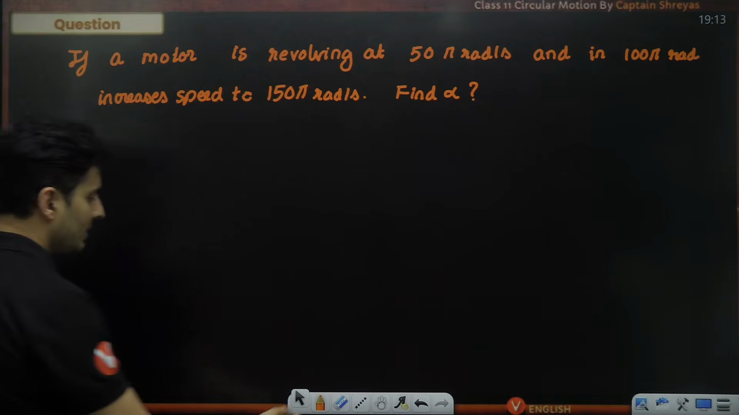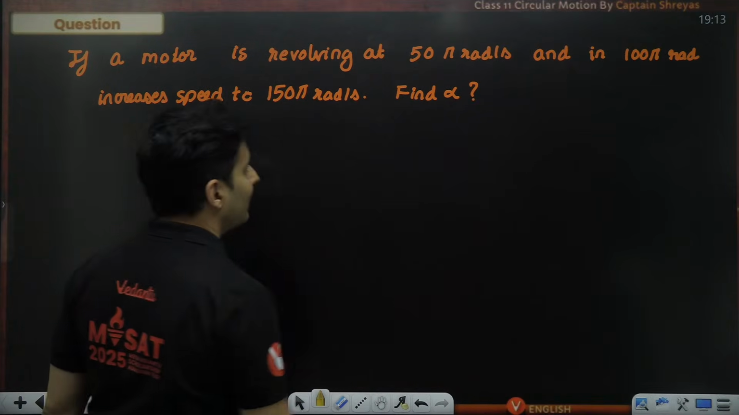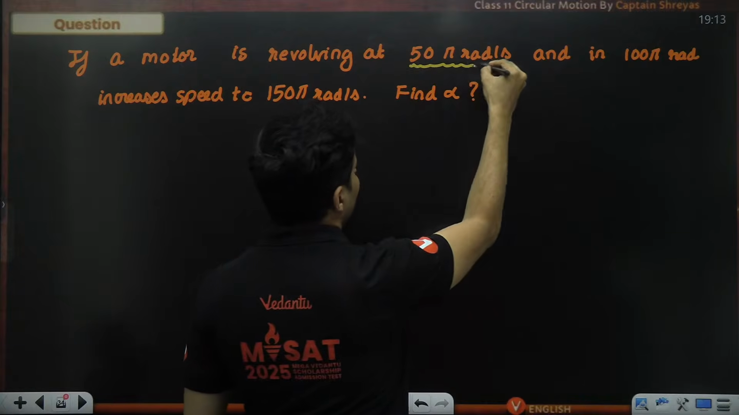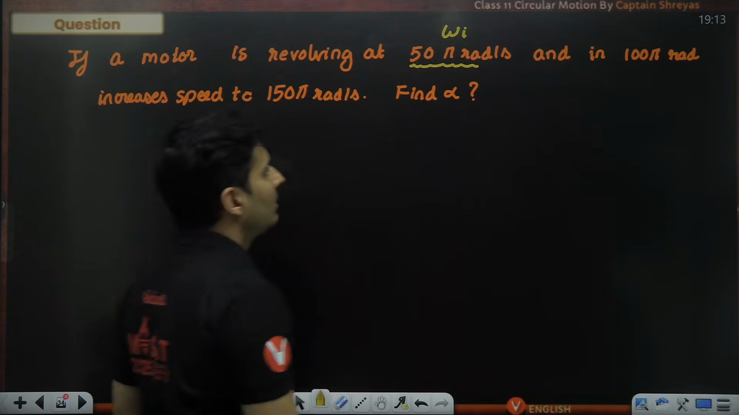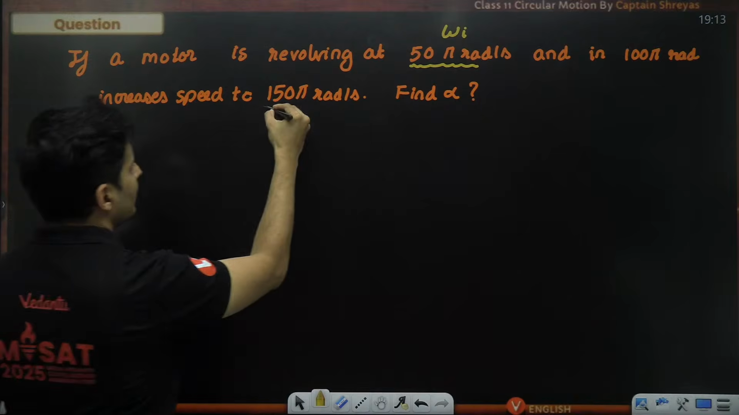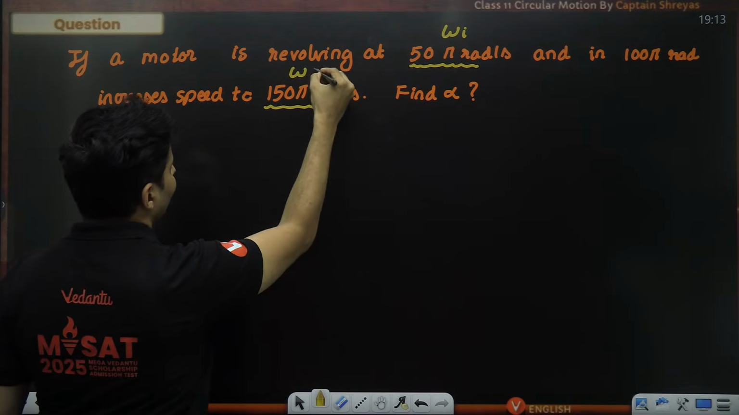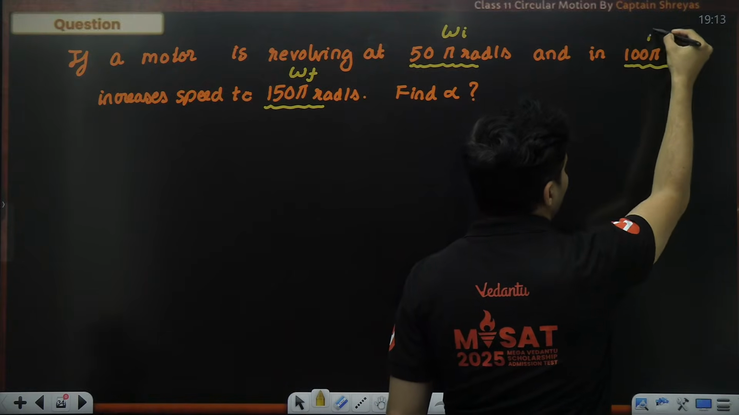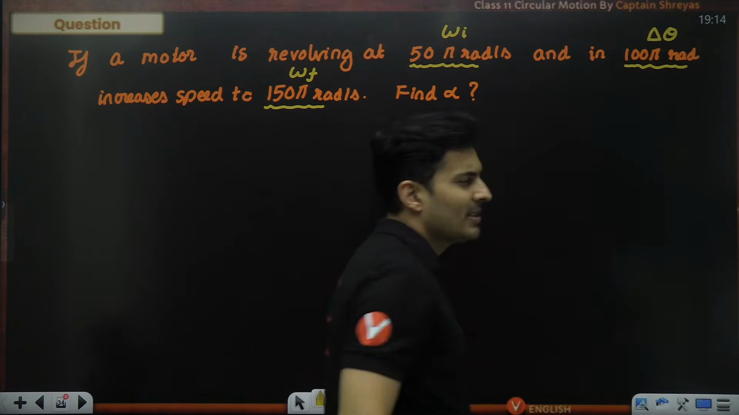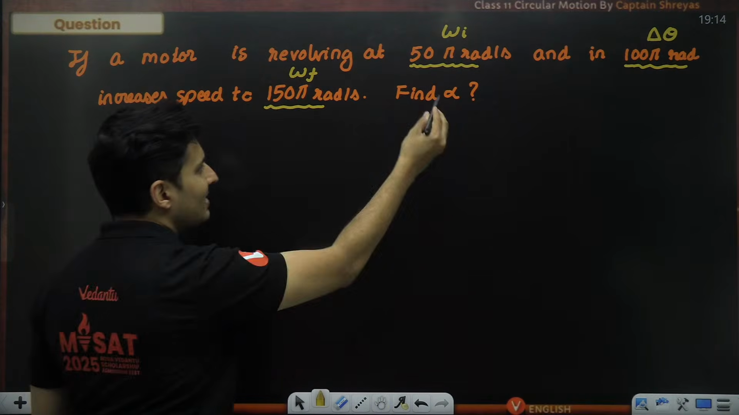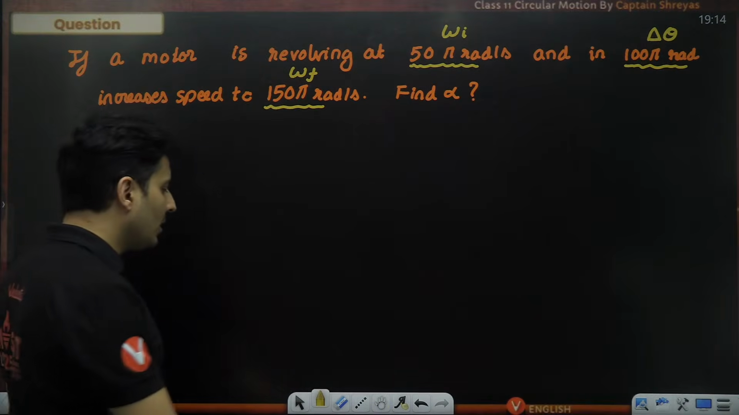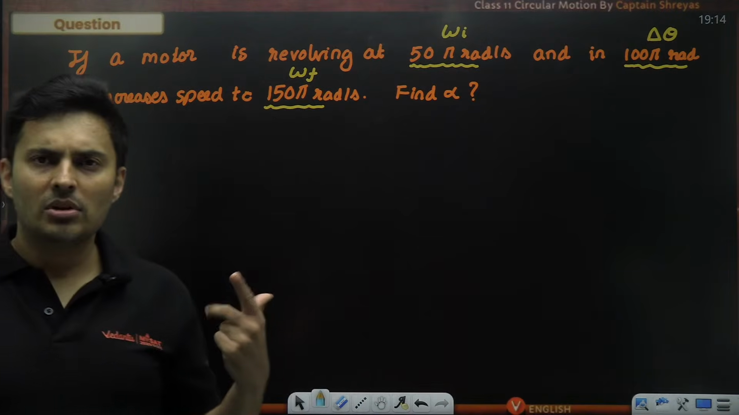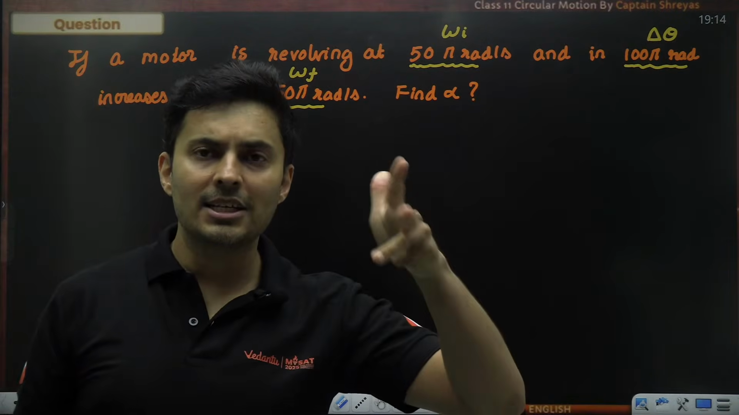That is the question. Let's try this out. Whatever is given, let's write it down. First of all, this is nothing but initial velocity. Increases the speed to this much, this is nothing but final velocity. It takes 100 pi radians, that means this is the angular displacement. What is asked is alpha. Which kinematic equation are you going to use? Think. Final velocity, initial velocity, displacement, acceleration is asked.